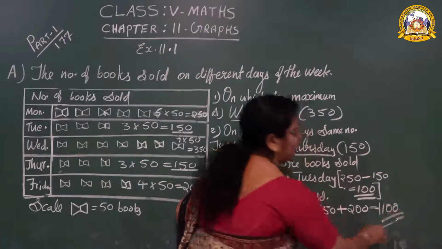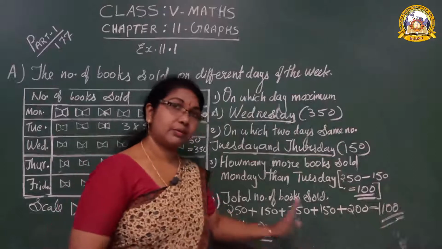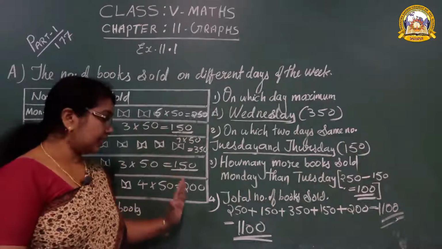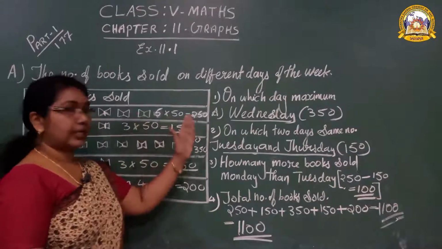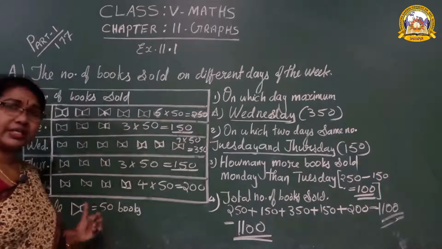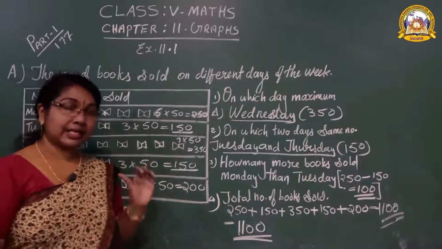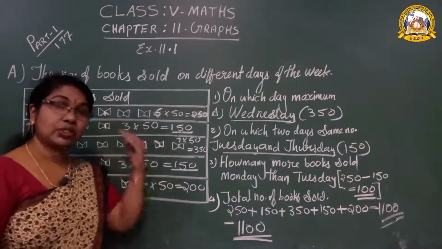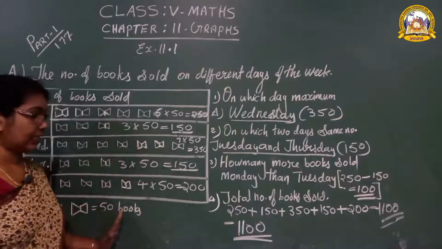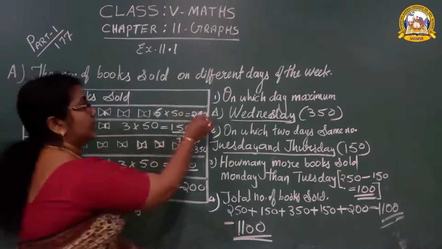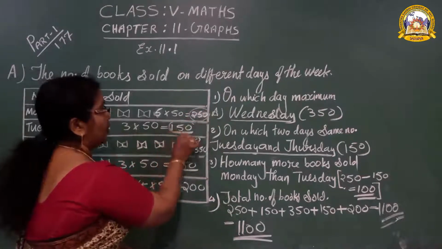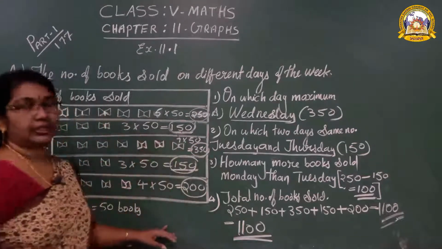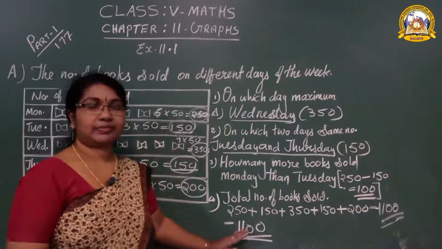1100 books. Total 1100 books were sold in these 5 days. By seeing the pictograph, first you should see the scale. What is it called? The scale. What do you mean by scale? Scale means one picture represents or shows how many items. From the scale you should write down the answers: 250, 150, 350, 150 and 200. Then you should add these.